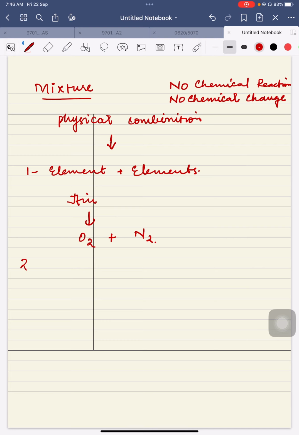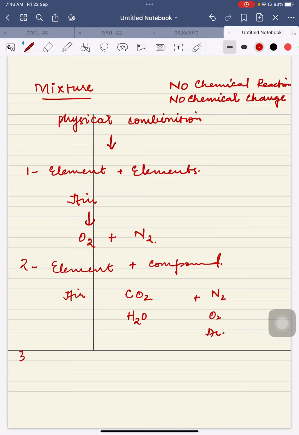And then there is a second type, and that is the element plus compound mixture. In the element plus compound mixture, there can be a mixture of elements and compounds. For example, again consider air. In air, carbon dioxide is present. Water vapors are present too, along with nitrogen, oxygen, and argon gas. So the compounds are carbon dioxide and water, whereas nitrogen, oxygen, and argon are examples of different elements.